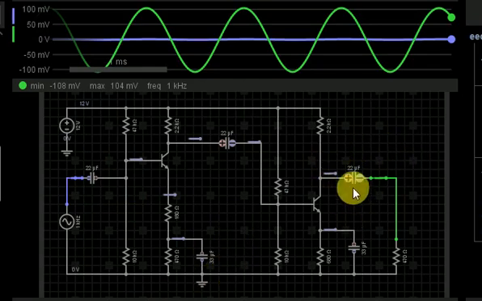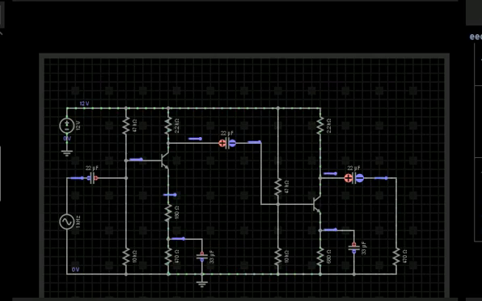Then we obtain the output at the collector, which again passes through this capacitor, and this capacitor, as we know, will block the DC component and will only allow the AC signal to pass through. So here the signal we obtain is in phase with the signal we have given as an input. Now let's see how the output of this circuit looks.